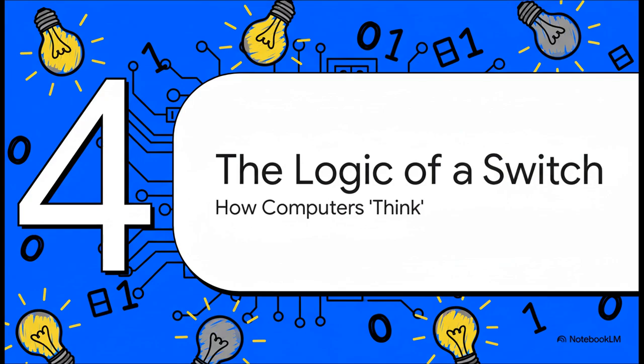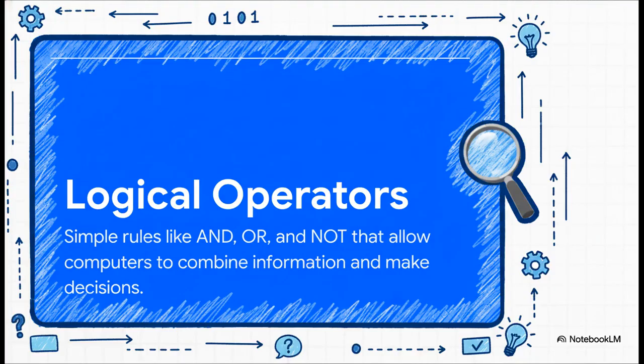Okay, so we've seen how computers can count and represent data. But how do they think? How do they make decisions? Well, it turns out it all comes down to just a few incredibly simple rules. Computers make decisions using something called logical operators. The best way to think about these is like the computer's tiny little rulebook. They are simple commands like and, or, and not that let the computer compare pieces of information and then give a result. This is, and I mean this, the absolute foundation of all computer logic.